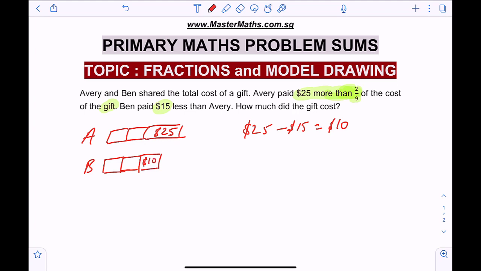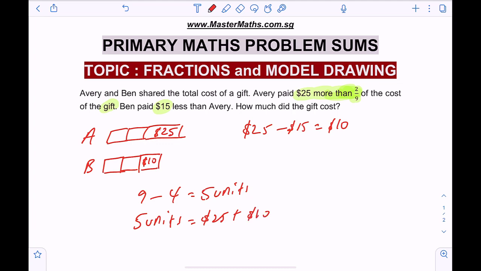Now since we know the cost of the gift is 9 units in total, over here we already have 1, 2, 3, 4. So that means 25 plus 10 must be 9 minus those 4 units. So 9 minus 4 is 5 units. And again, 5 units will be equal to 25 plus $10. 5 units will be equal to $35.